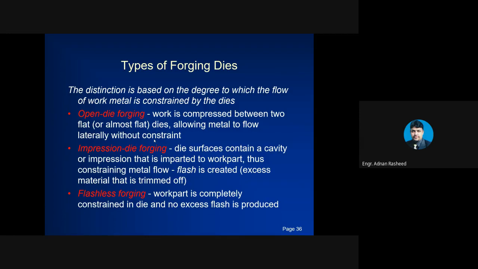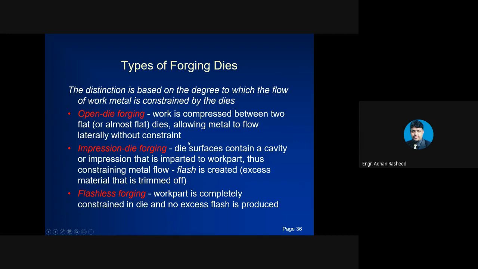Now you are going to press that metal, so it will compress and flow laterally without any constraint, because there is no constraint. You have just two open flat dies. In impression die forging, the word impression means that the die will have a certain shape in it. The die's surface contains a cavity or impression that is imparted to your work part, thus constraining the metal flow. Flash is created that is trimmed off later.